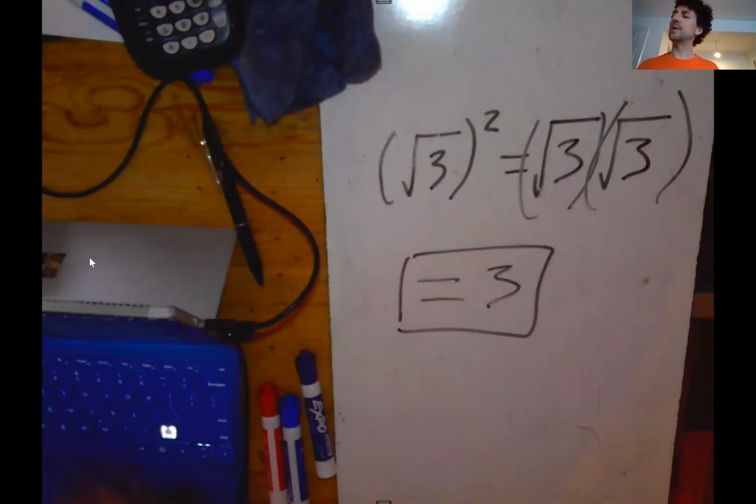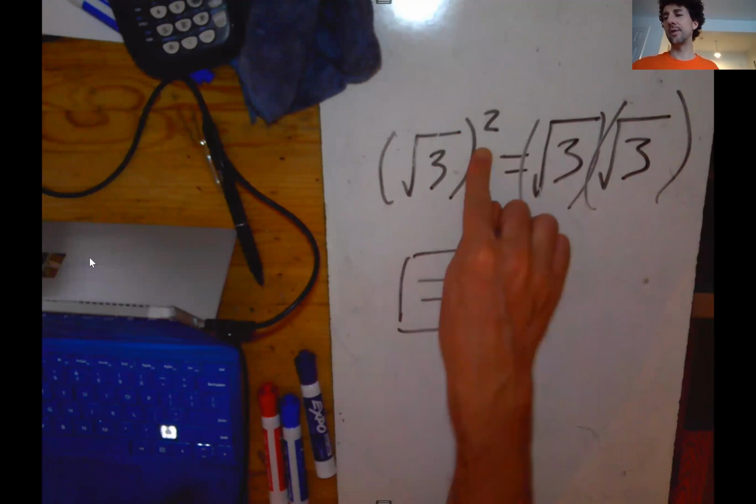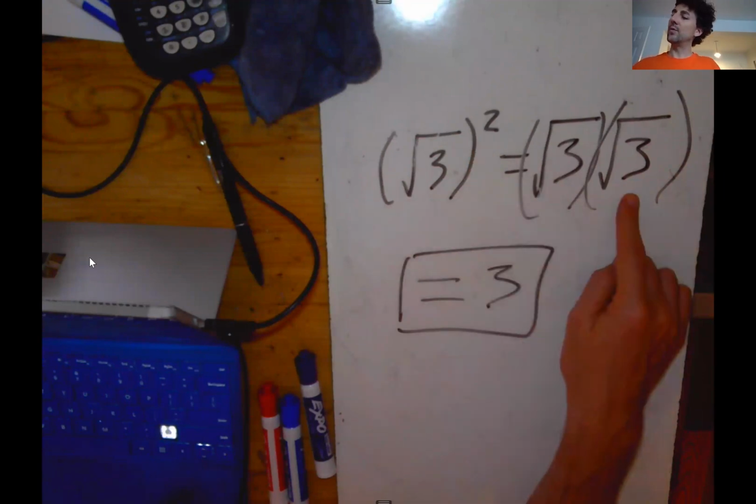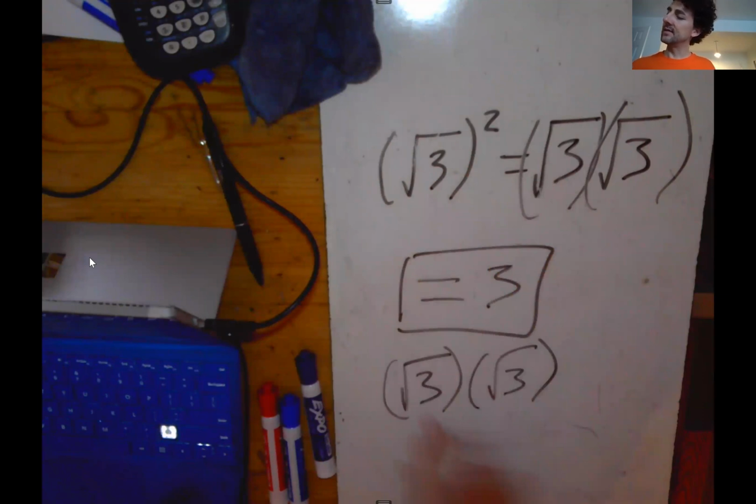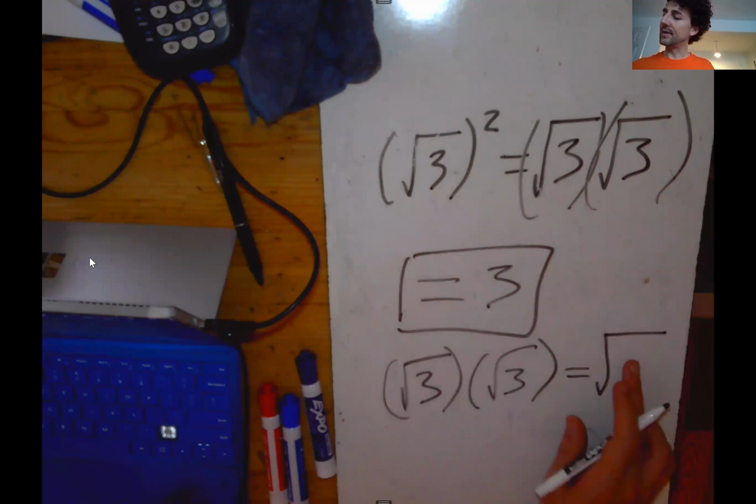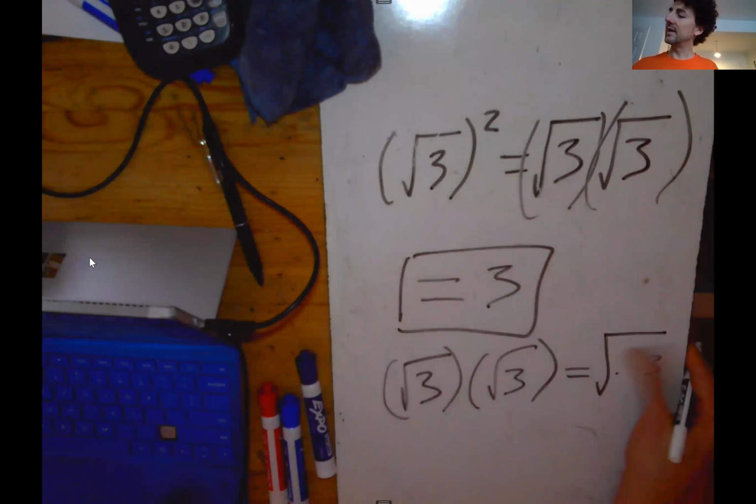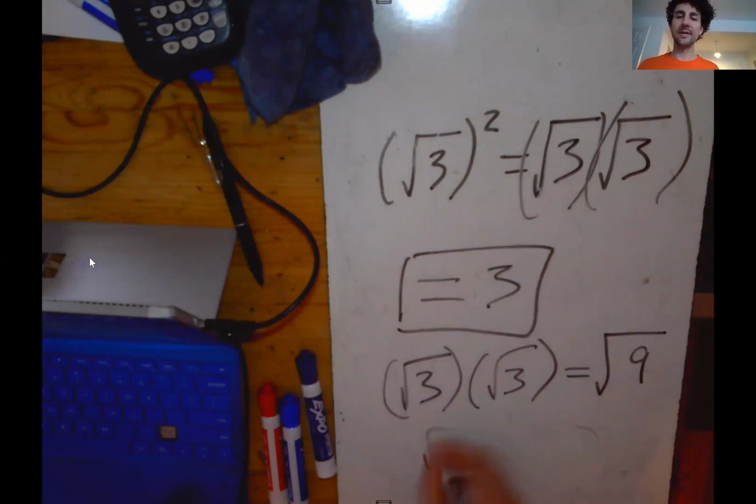Now, just to make sure we understand how this is true, we know the square root of 3 raised to the second power means the square root of 3 times the square root of 3. So we know that we multiply the inside times the inside, or the radicand times the radicand. So this equals the square root of 3 times 3, which is 9, of course. And then we know that the square root of 9 is 3.